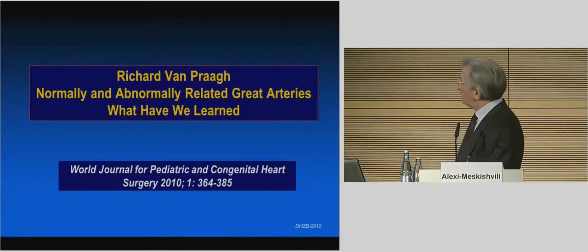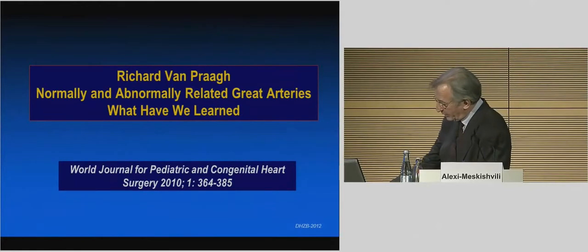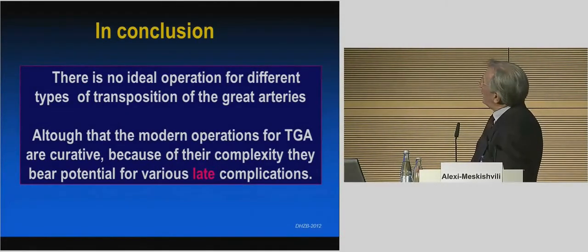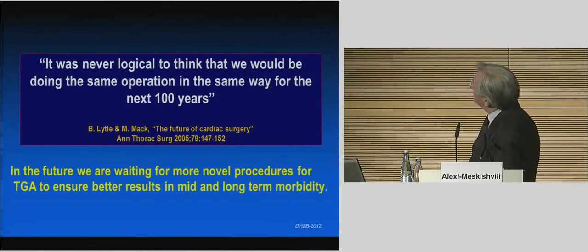And recently, Richard van Praagh published an interesting paper titled "What We Have Learned About Transposition." And what I would say, what we have learned about the surgical experience with transposition, I would say there is no ideal operation for different types of transposition of the great arteries. We have several problems. Although the modern operations for transposition are curative, because of their complexity they carry potential various late complications. And so on.